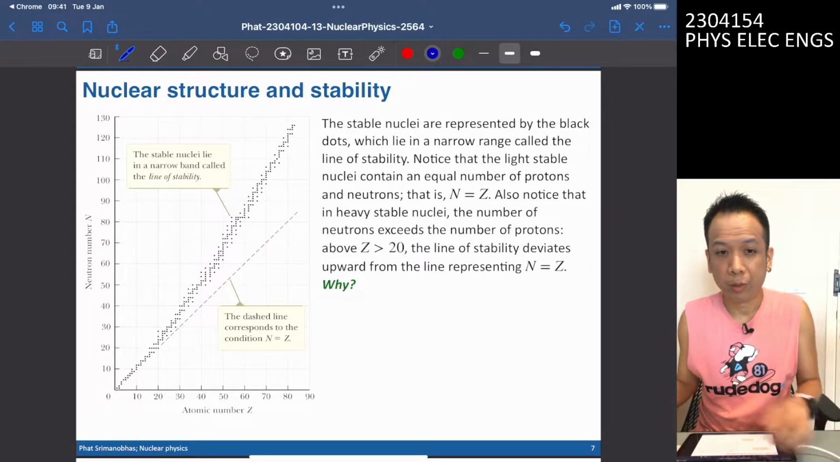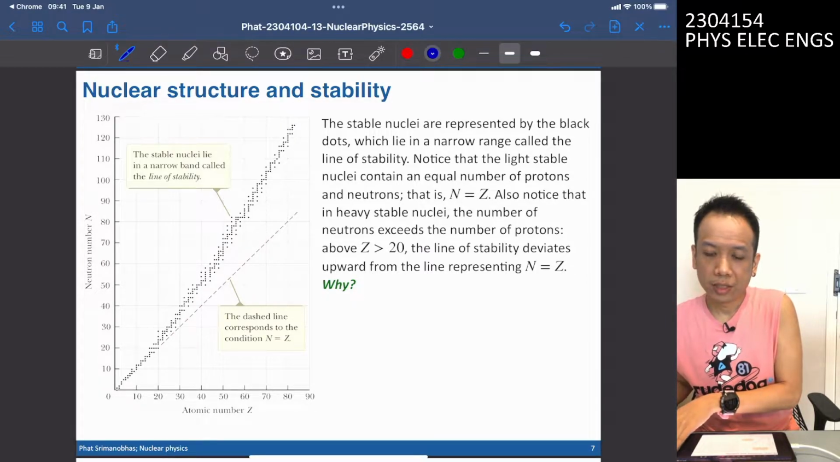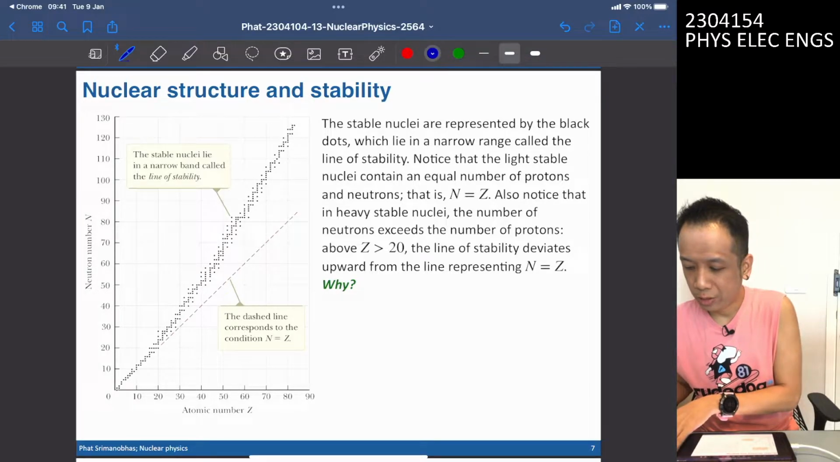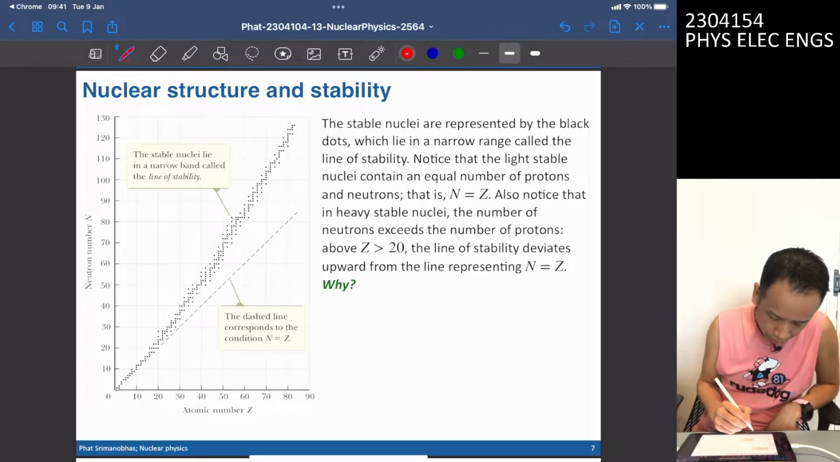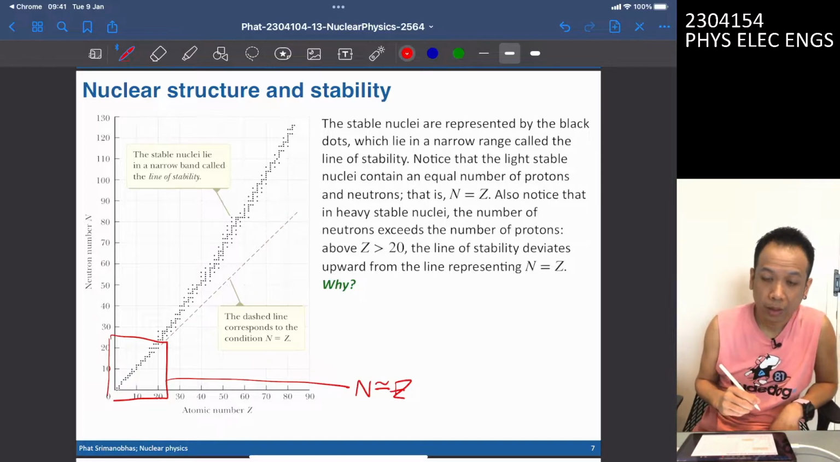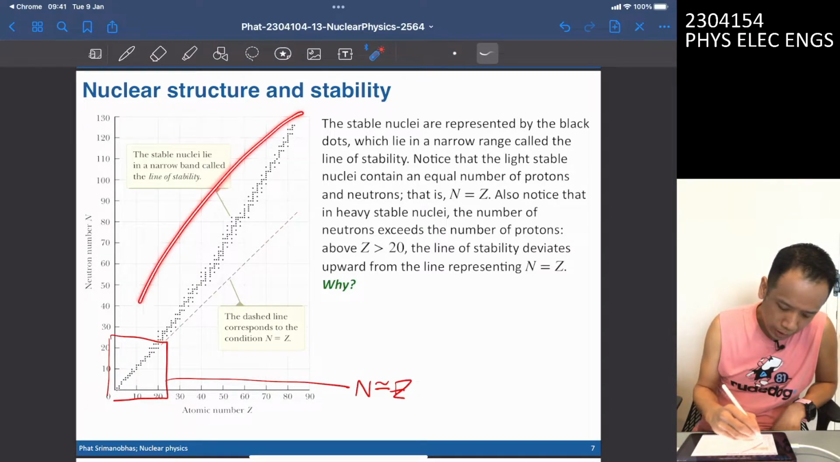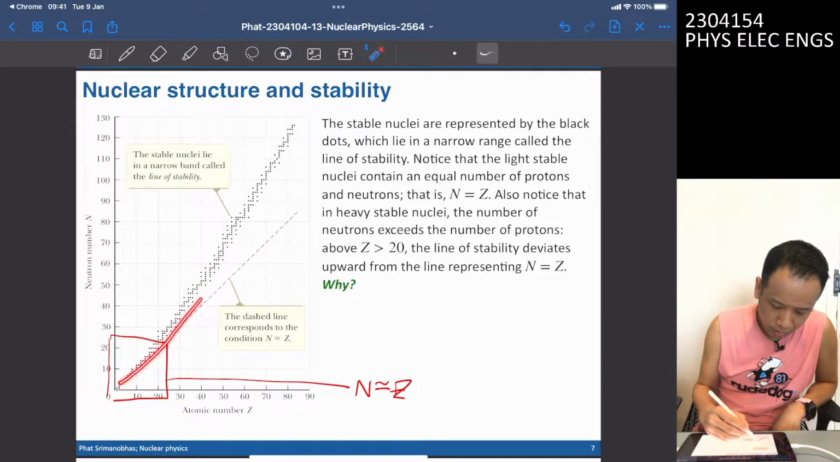Then, when we are talking about nuclear stability, stability means that the nucleus is stable and not trying to decay. Okay, so at the very low atomic number Z, or neutron number N, in the low regions, the number of neutrons is roughly the same as the number of protons. However, when the number of protons increases, you need more neutrons. So this line is called the stable line.